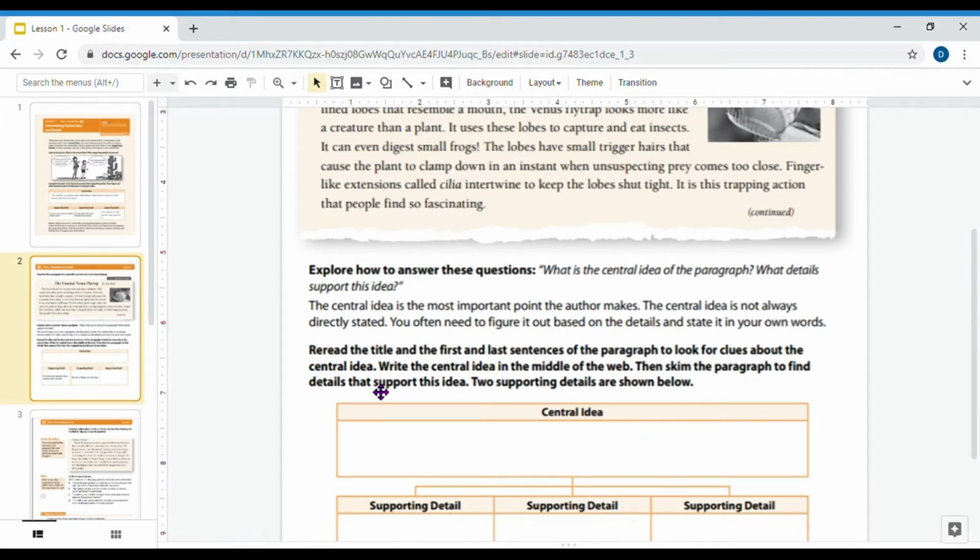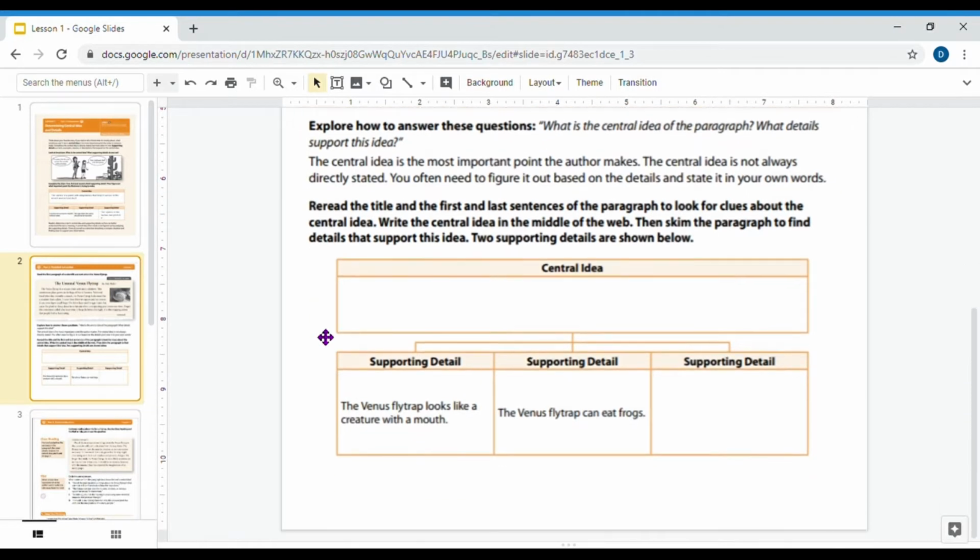So I'm going to go ahead and read those supporting details. Supporting detail number 1: the Venus flytrap looks like a creature with a mouth. And then supporting detail number 2 is that the Venus flytrap can eat frogs.